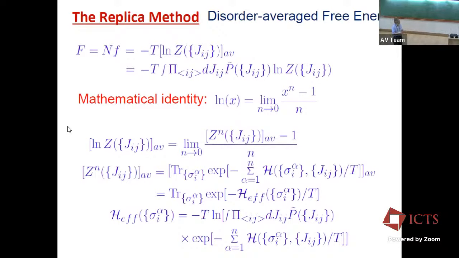And then this H effective of sigma I, you can treat in various ways. Is that little n the limit of n tending to zero? Yes. But then you're taking this sum over alpha from one to little n. Right, so that gives you the nth power, no? Let me write it down. For the time being, don't worry about the n going to zero limit. That causes a lot of confusion. So take this n to be, let's say, some positive integer.